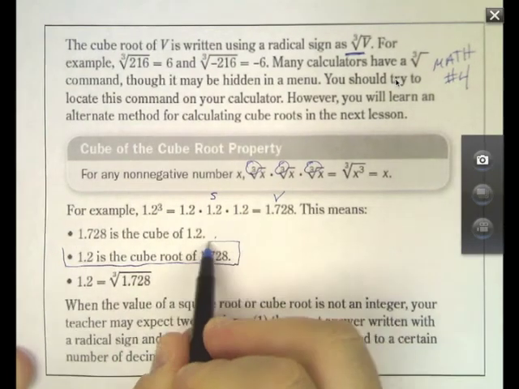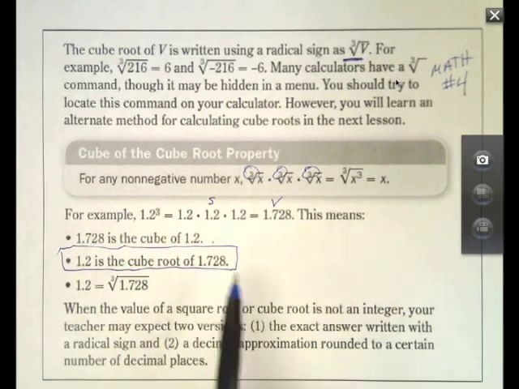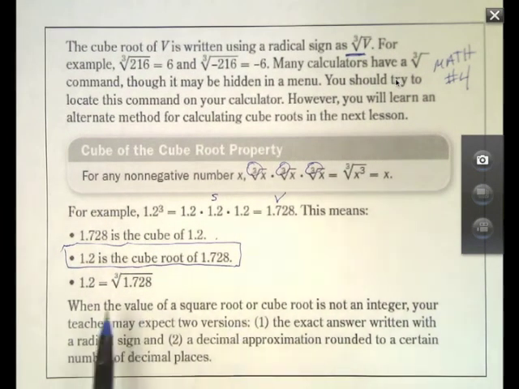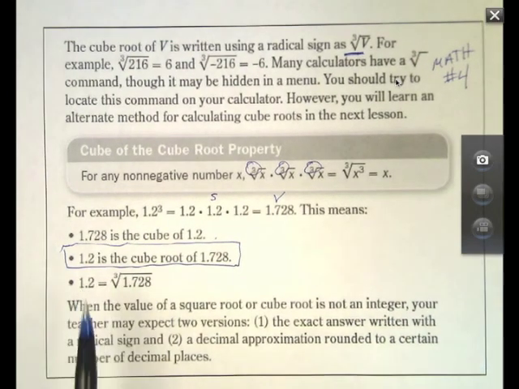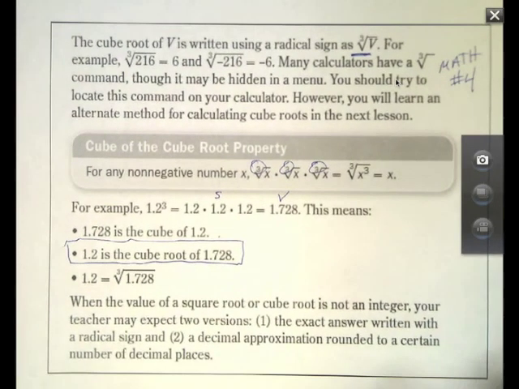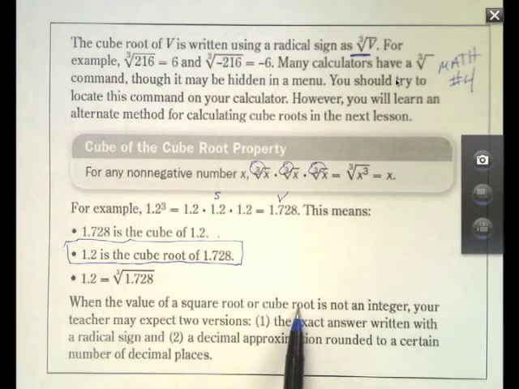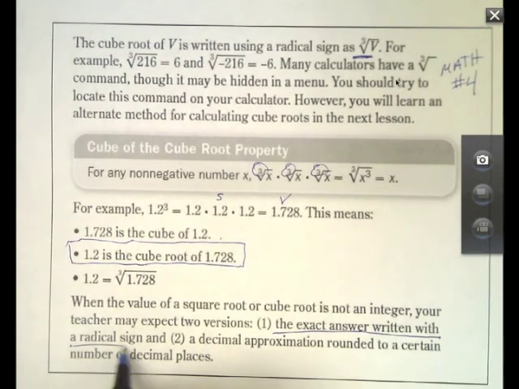This means 1.728 is the cube of 1.2, or how we like to refer to it, 1.2 is the cube root of 1.728. Okay? The cube root of 1.728 is 1.2.